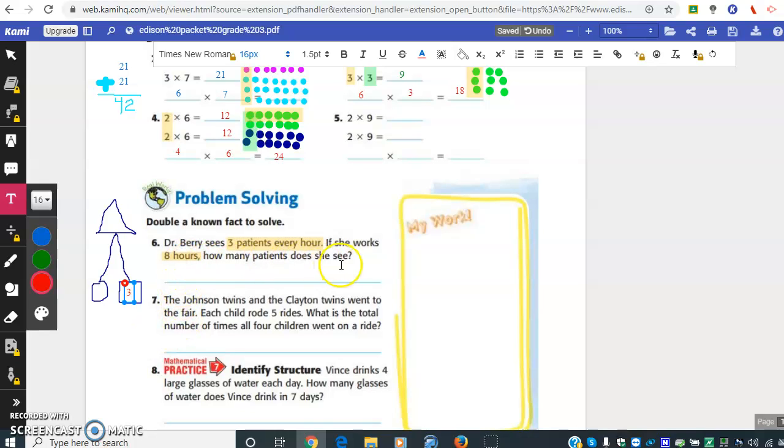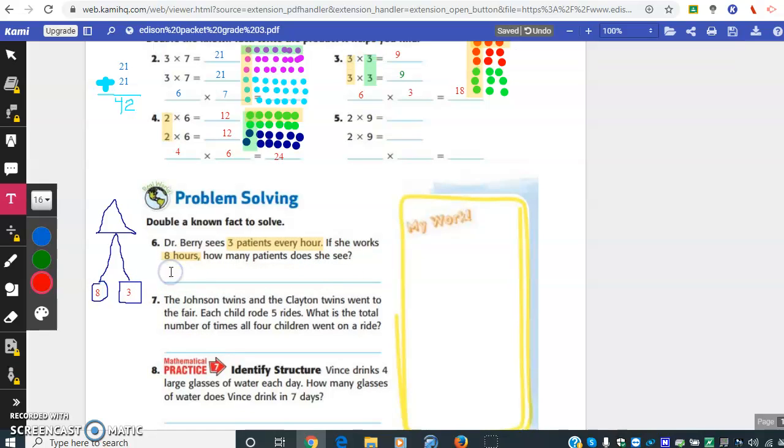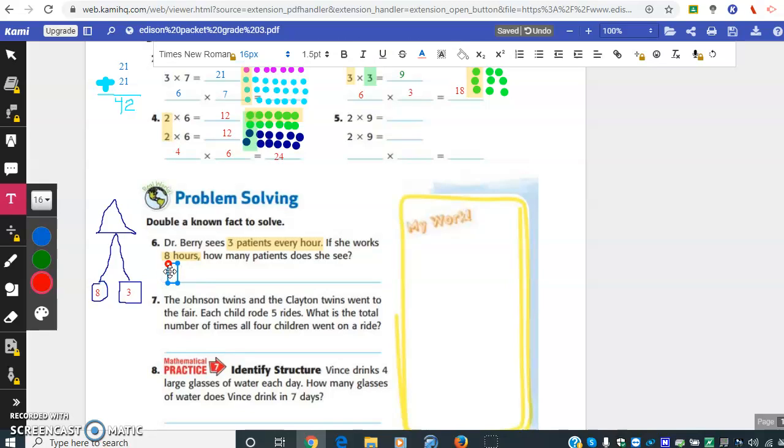The 8 hours that she's going to be working are my groups. That belongs in my group section. Now you're going to take those 2 numbers and find out how many patients she sees in that length of time. So we're going to say that she sees 3 patients each hour for 8 hours. How many patients will that be? And you have some choices here. You can either do 3 eighths or you can do 8 threes.